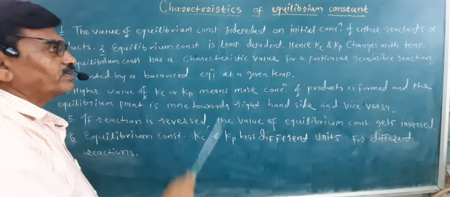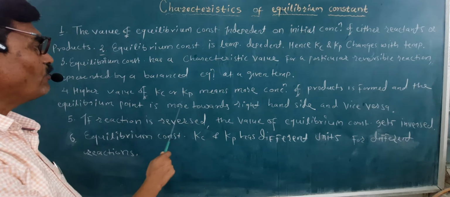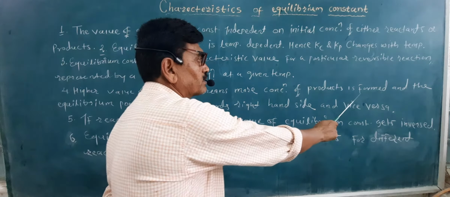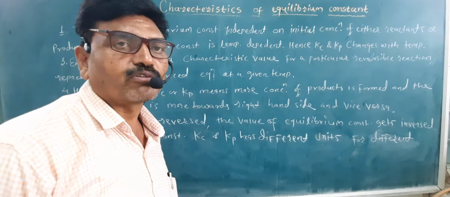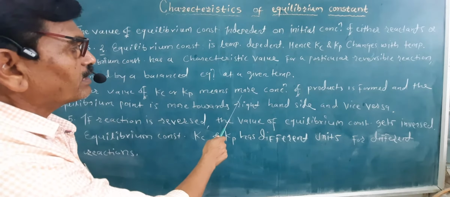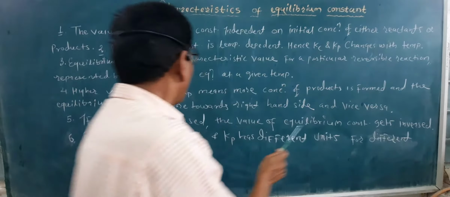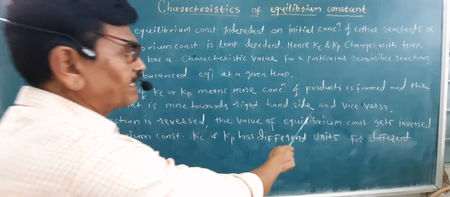Okay. So then furthermore, a higher value of Kc or Kp means more concentration of products formed. This is an important characteristic of the equilibrium constant. A higher value of Kc and Kp means what? More concentration of products is formed and the equilibrium point is more towards the right hand side, and vice versa.